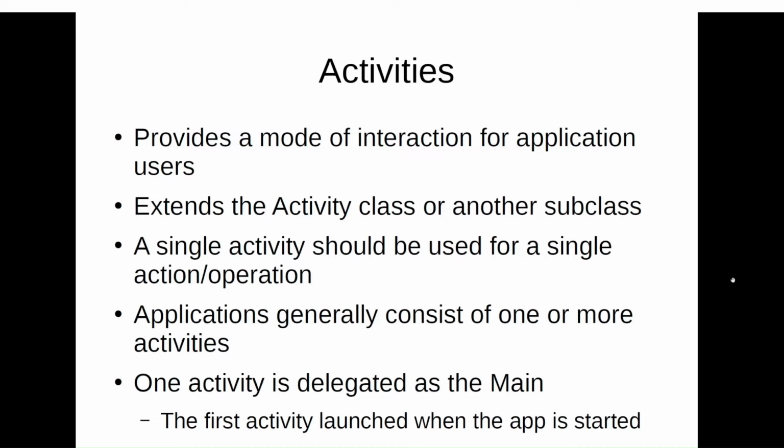Generally speaking, applications tend to consist of one or more activities. This is common practice, but it is not a requirement. The four top-level components of an Android application are activities, services, content providers, and broadcast receivers. Technically, for you to have a valid Android application, you need only have one of those components to do something.